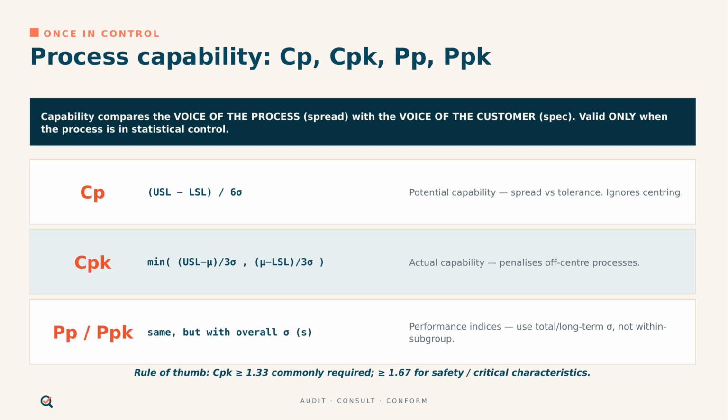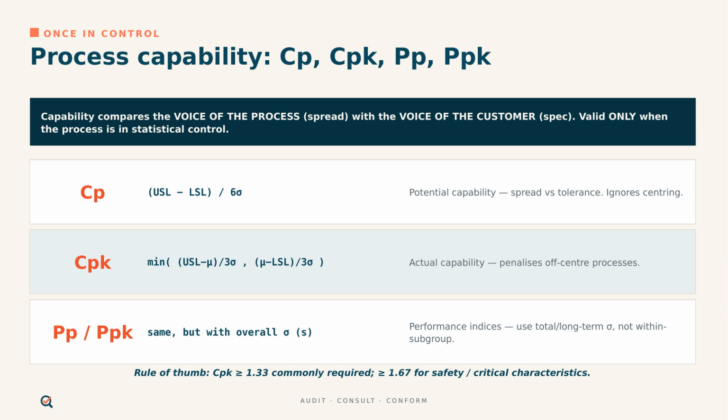Cp is potential capability, the tolerance width divided by 6 sigma. It tells you whether the spread could fit inside the tolerance, but it ignores where the process is centered. Cpk fixes that. It measures from the process mean to each spec limit and takes the worst of the two, so it penalizes a process for being off-center. The common bar is a Cpk of at least 1.33. For safety-critical characteristics, at least 1.67.